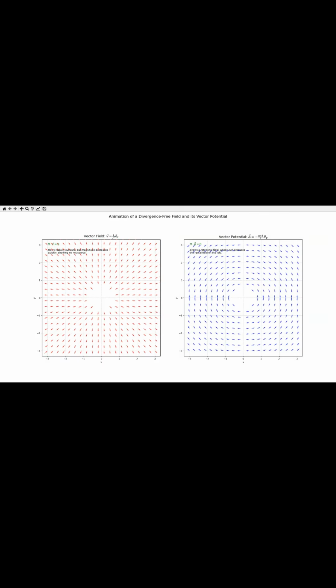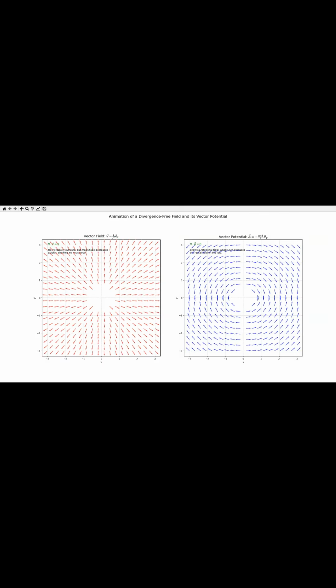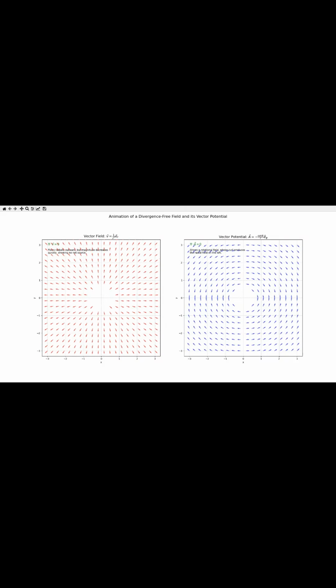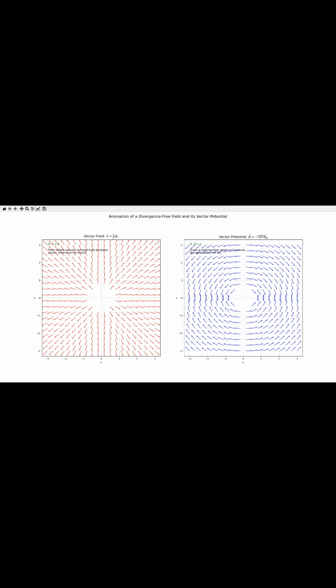While these spokes point outward, the field is perfectly balanced. The strength of the flow decreases as it spreads out, ensuring that the total flux remains constant without any new field being created or destroyed in the space around the origin.